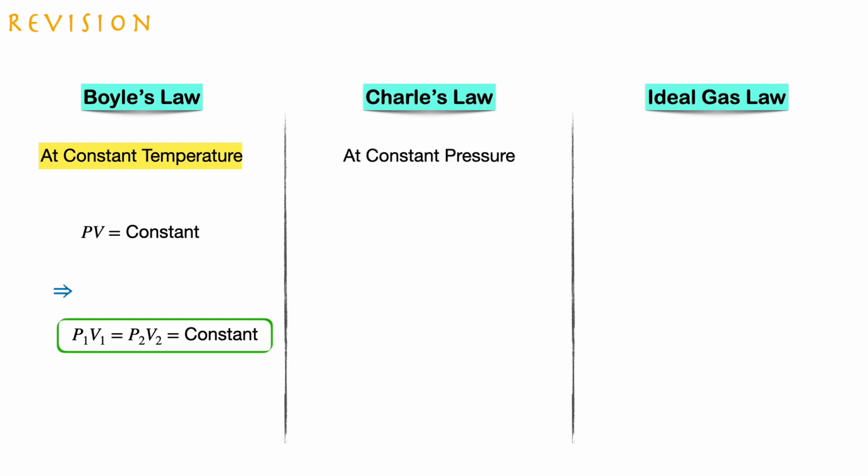And Charles's law states that at constant pressure, the volume and temperature of a gas are directly proportional to each other, and mathematically we can write it like this: the ratio of volume to temperature is a constant value, or we can say that the ratio of initial volume to initial temperature is equal to the ratio of final volume to final temperature, and these ratios remain constant.